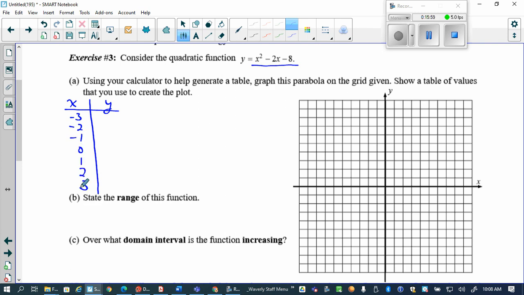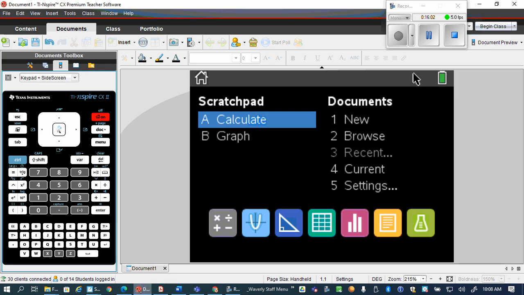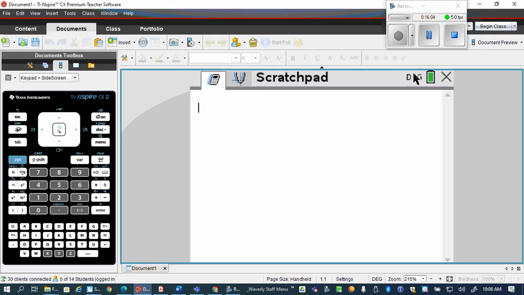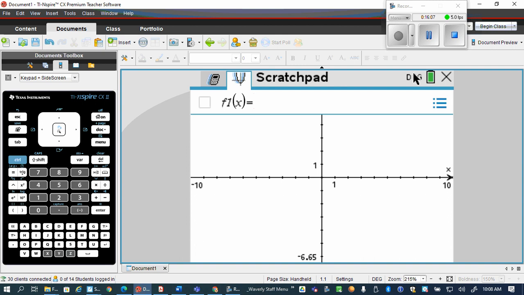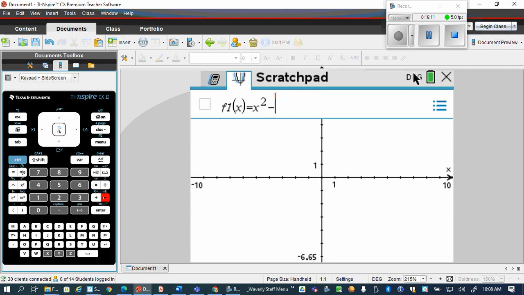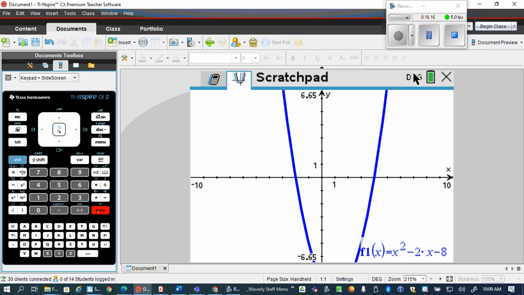And we can just go to our calculator. So it's x squared minus 2x minus 8. Hey, notice it doesn't sit right on the origin there, right? You see that? That's because it's not just y equals x squared. It's other stuff happening to x. So we get a table by doing what?